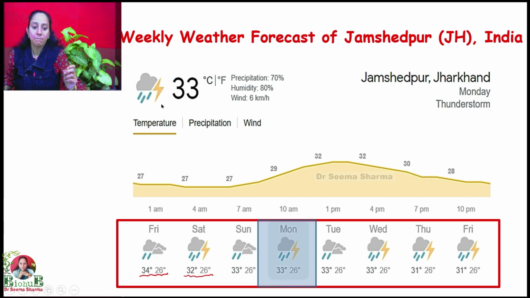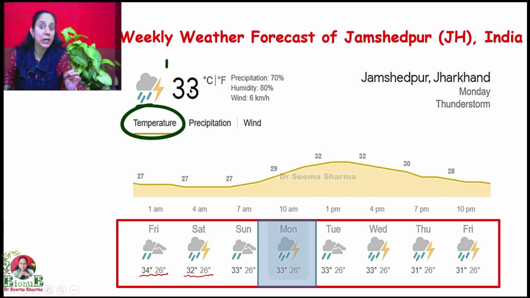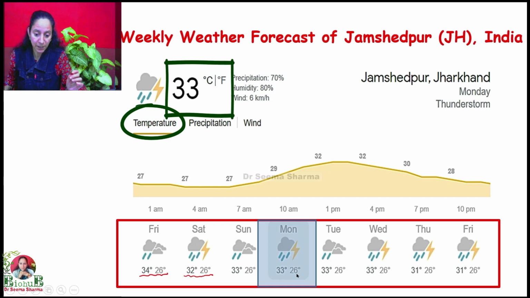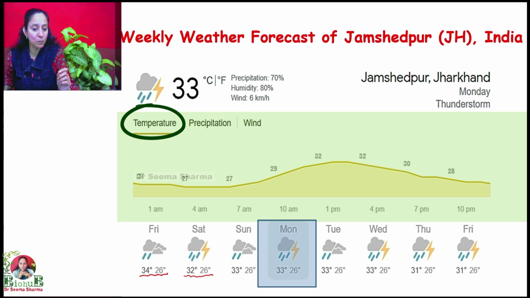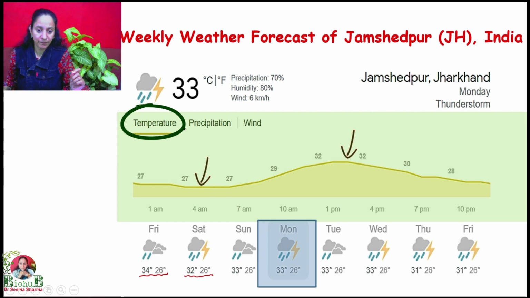So on Monday, the maximum temperature will go to 33 degrees centigrade and the minimum will be 26 degrees centigrade. Temperature will be lowest in the early hours of the morning around 4 o'clock. You can see this with the help of this graph also. And temperature will be maximum, that is 33 degrees centigrade, around 1 p.m. So this was about temperature.